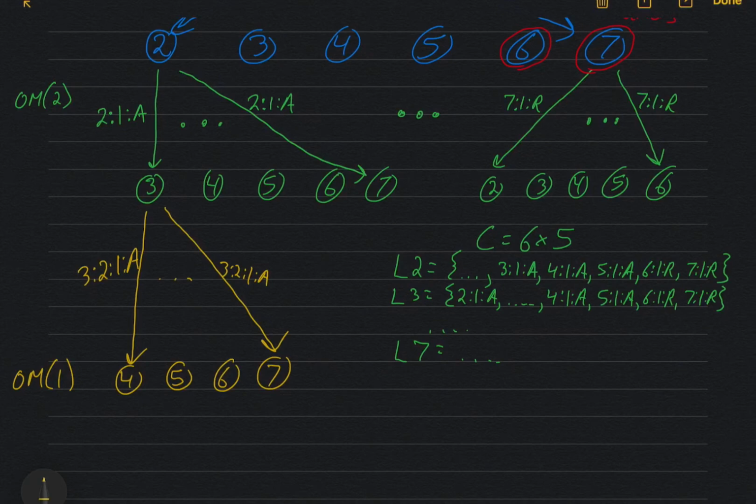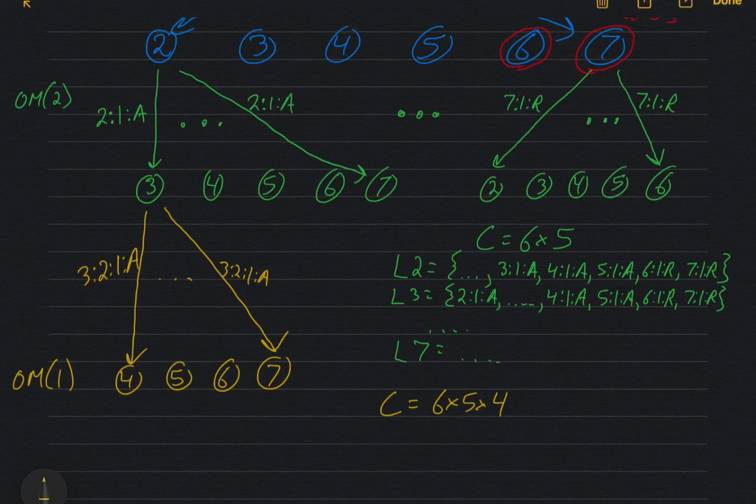So what we're going to have is at the second level of recursion, we've had 30 messages sent, and those are going to trigger an additional 4 messages each. So the number of messages here is 6 times 5 times 4, which is 120.